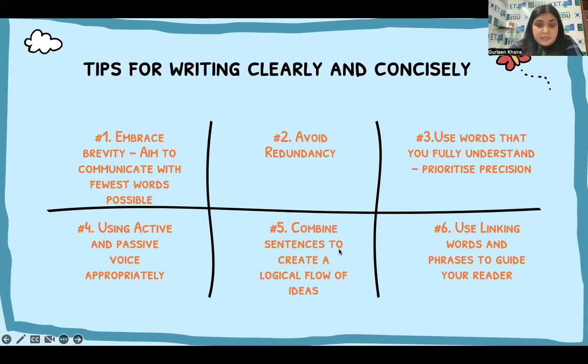The fifth one is combine sentences to create a logical flow of ideas. This is quite important. If you write simple sentences, and you don't combine them appropriately, where there's a relationship or where it makes sense to combine them, your writing can become very choppy. That wouldn't be sophisticated way of writing. So we learn how to do that in the class, how you can combine ideas or sentences to make it clearer for the reader, using linking words and phrases to guide your reader.